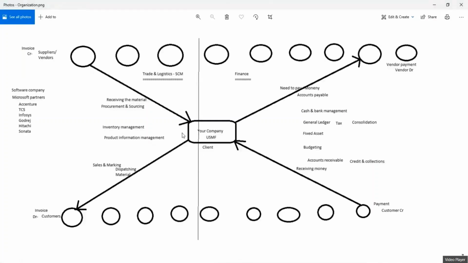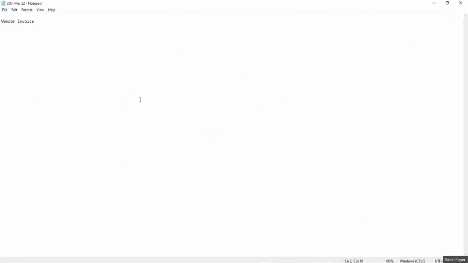Once you received invoice, you will not pay the amount immediately. You will take some time. That time is called terms of payment. It may be 1 month, it may be 45 days, it may be 2 months, like that you will take, and then you will do the payment.